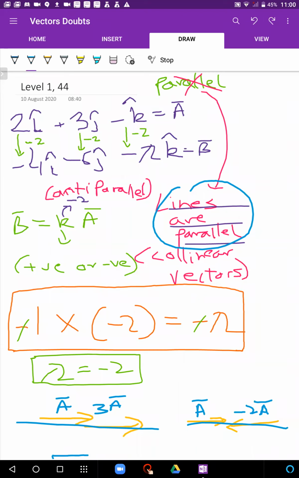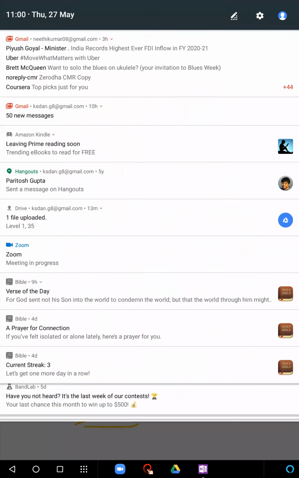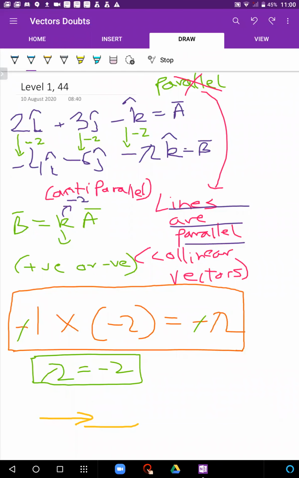Okay. So that said, in this scenario, if I have to say that B and A are along the same line, or B and A are parallel vectors, then basically vector B must be some number into A bar. Do you agree? For the lines to be parallel, vector B must be some number into A bar. That number can be positive or negative for the lines to be parallel.